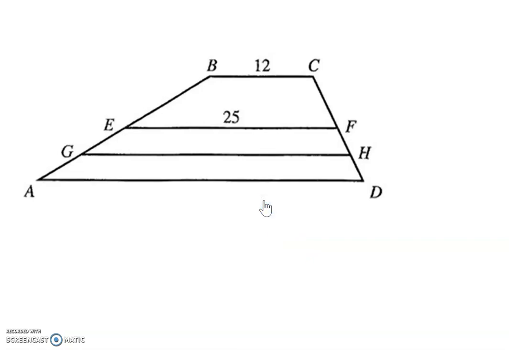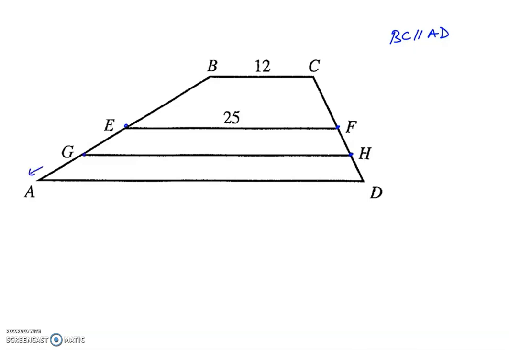So here we're shown this figure. We're told that BC is parallel to AD, and E is the midpoint of AB, and F is the midpoint of CD, and H is the midpoint of FD, and G is the midpoint of AE.